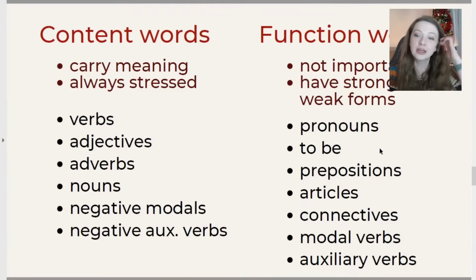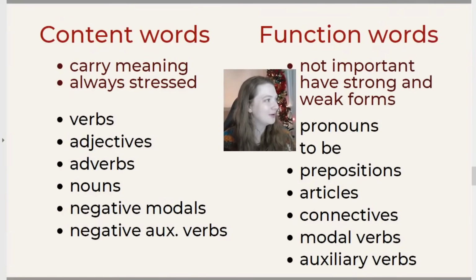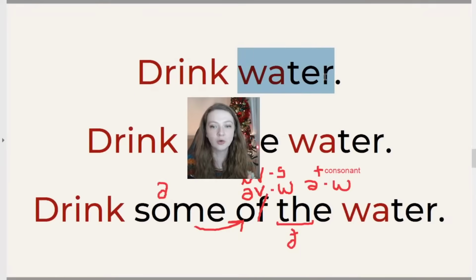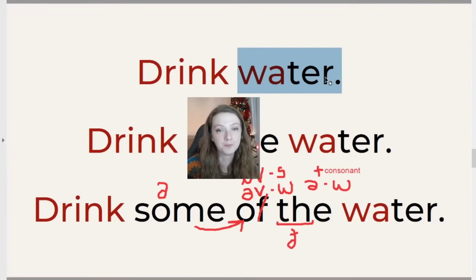Now, if you're thinking, which words do we stress and which ones don't we stress? I will show you now. I'm going to put myself down here. We can divide words in English into two categories, our content words and our function words. Our content words carry the meaning. So, going back up here, drink water, okay? If I say to you, drink water, you know I want you to drink water, right? No questions asked, nothing is ambiguous, you know what I want.